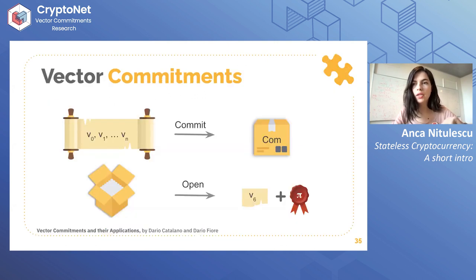And how does it work? Let's just recap what vector commitments are doing. We have a long vector, we commit to it into a concise commitment. And then later on, we can open just one position, the value of one of the positions in the vector, and prove it correct with respect to the initial commitment to the long vector. So at any point, we don't have to read the vector again. We just check with respect to the commitment.